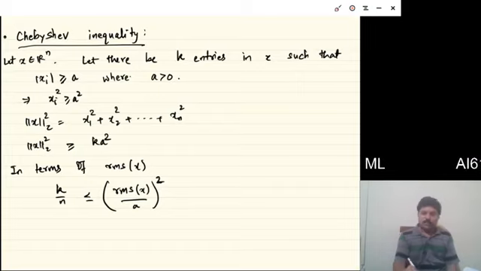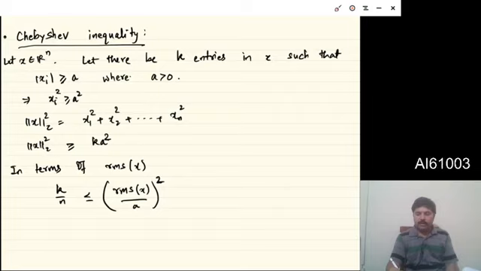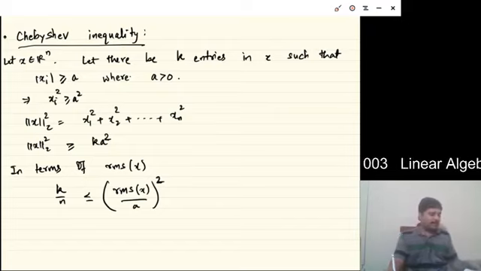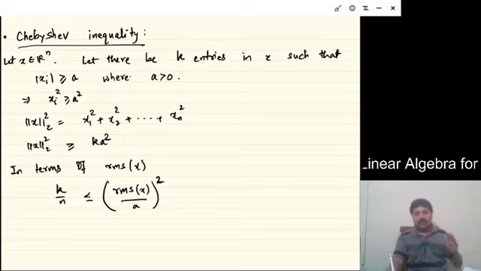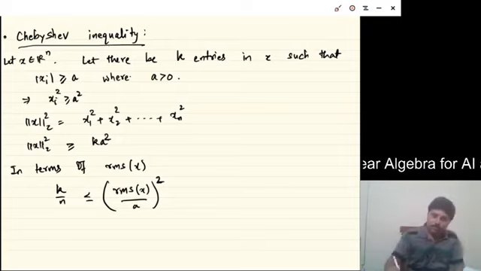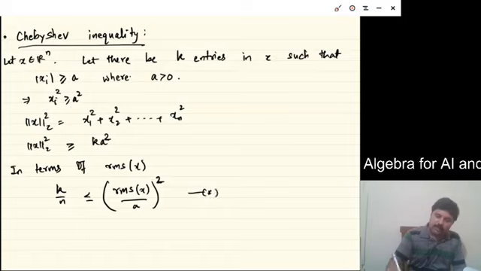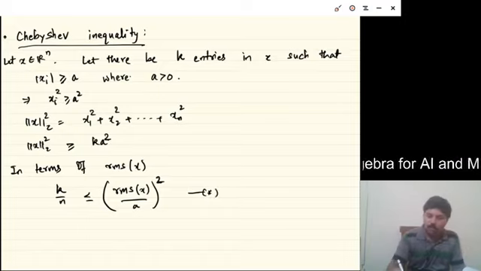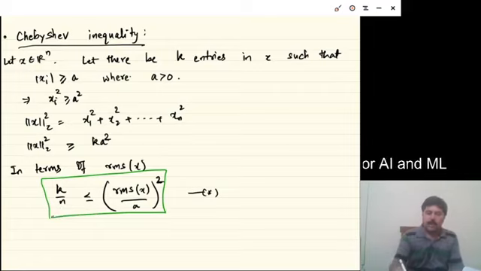I take this a square on this side also, so that's what I am getting. RMS of x divided by a whole square is greater than or equal to k by n. So this is something that is really very interesting, and what is the meaning of this, we will look a little later. Okay, so this is the Chebyshev inequality, and what do you make out of this Chebyshev inequality? How do we interpret this? We will come to it in a short while.